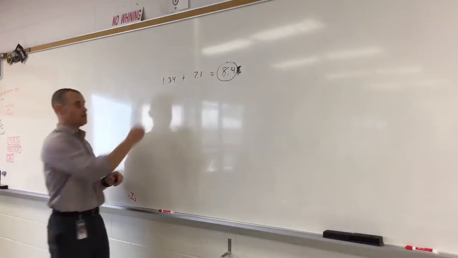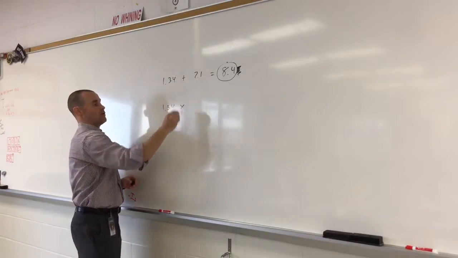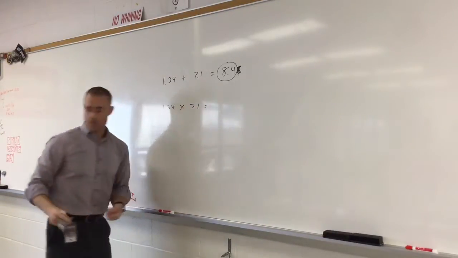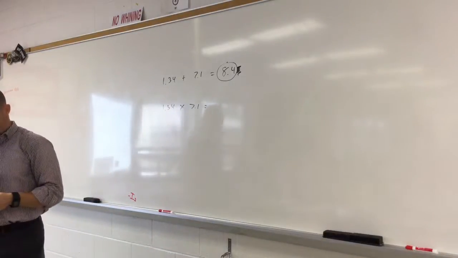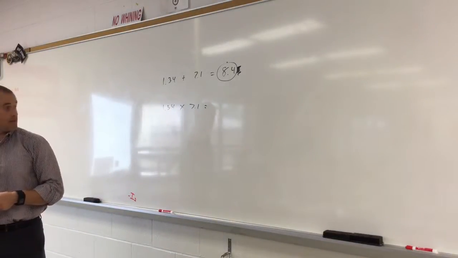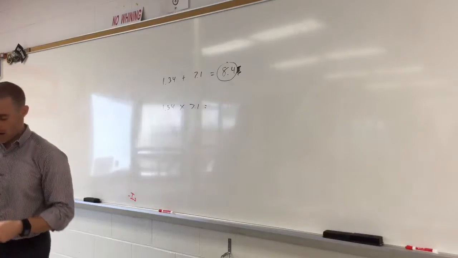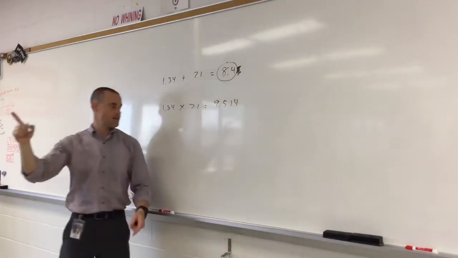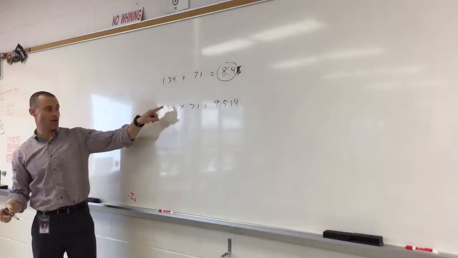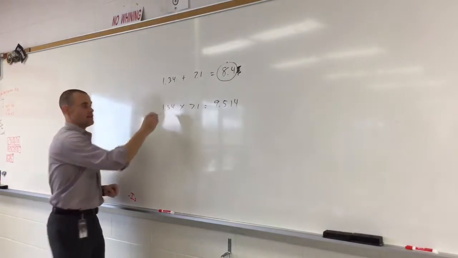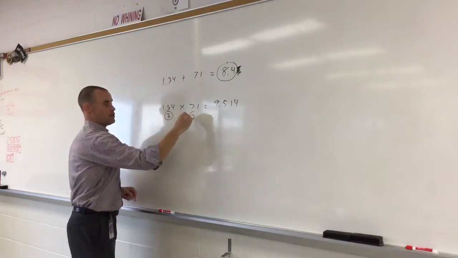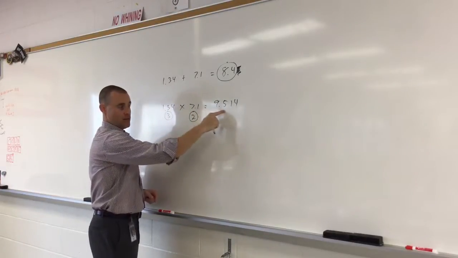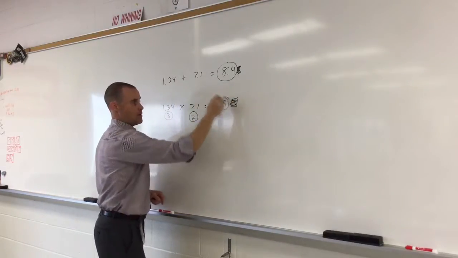If I was to multiply these numbers, 1.34 times 7.1, I would get 9.514, but this time we look at the number of sig figs. This has 3, this has 2, so this must have 2. I would get rid of those, it would be 9.5.